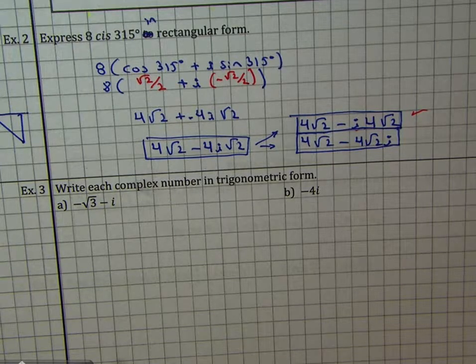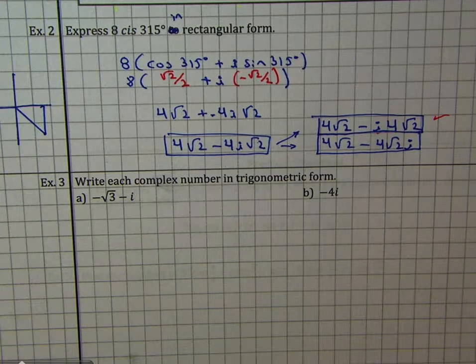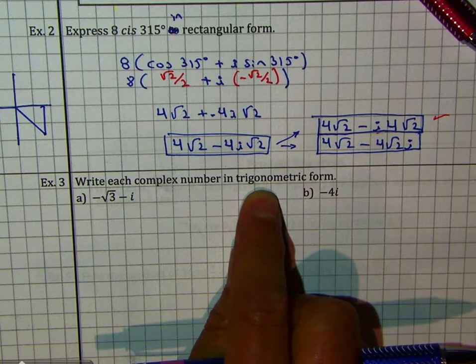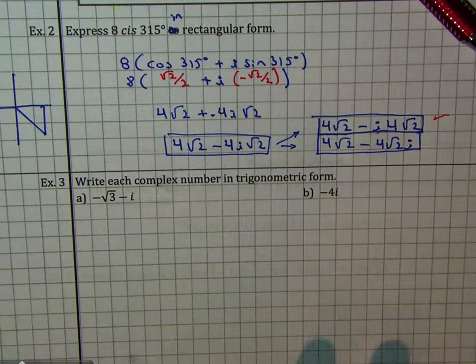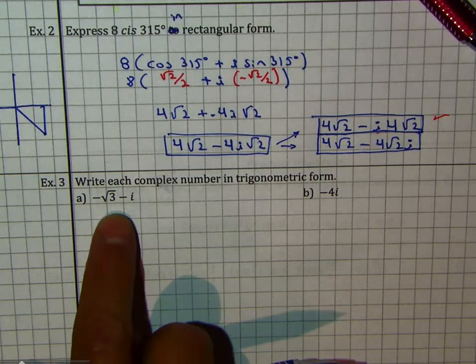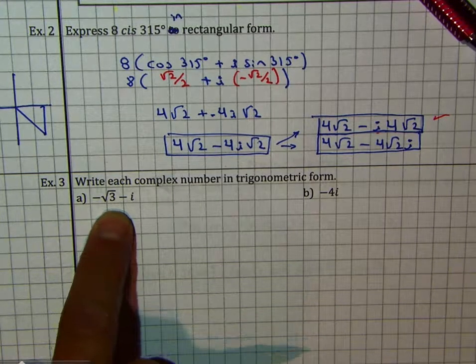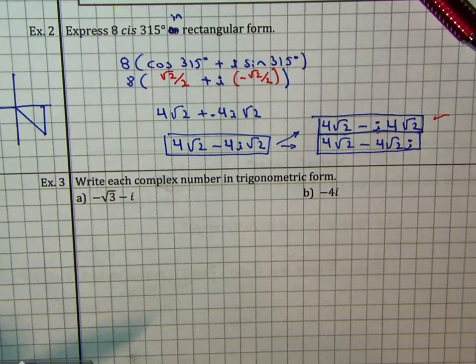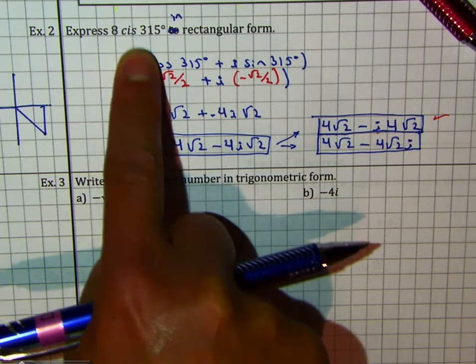Example number 3. Go ahead and take the time to copy it down, and then we can start once you are ready. Excellent. Pause if you need more time. Write each complex number in trig form. So now I need to be able to do the opposite. They give it to me in rectangular form, and I need to rewrite it in trig form, whereas on the previous one they gave me trig form and I wrote it in rectangular form.